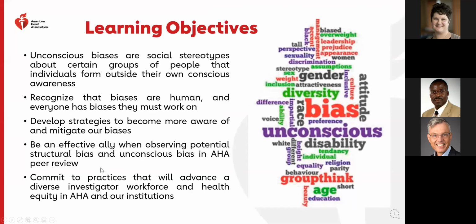I've listed some of our learning objectives here. Unconscious biases are social stereotypes about certain groups of people that individuals form outside their own conscious awareness. Research suggests that unconscious bias occurs automatically as the brain makes quick judgments based on our past experiences and our background. As a result of unconscious biases, certain people benefit and other people may not.